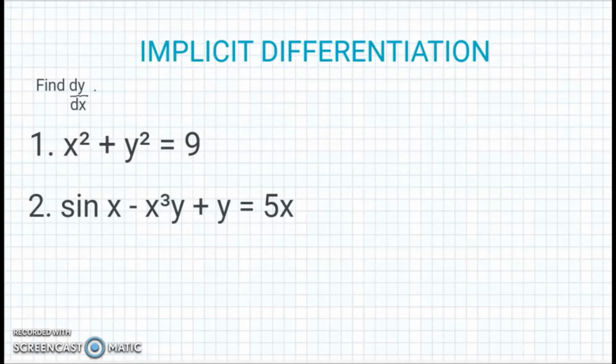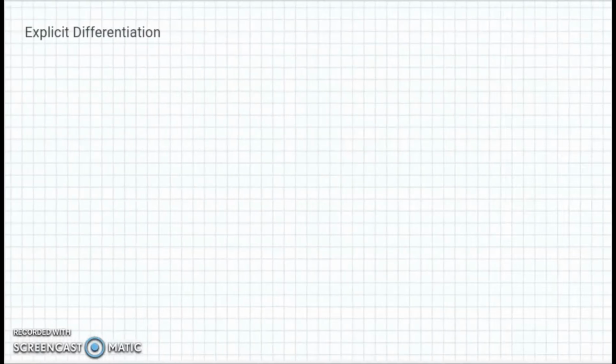In this video, we're going to learn how to do implicit differentiation. We are going to solve the following examples: x squared plus y squared is equal to 9, and sin x minus x cubed y plus y is equal to 5x. If you notice, these examples are not written as y equals, hence implicit. Ano nga ba ang pagkakaiba nito sa explicit? When we say explicit, our function is written as y equals.